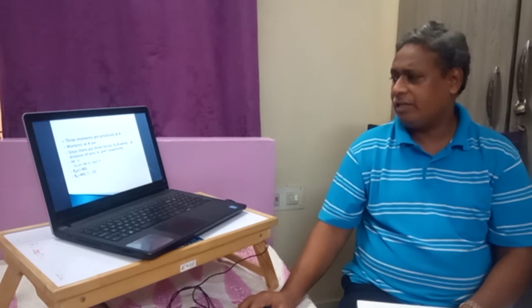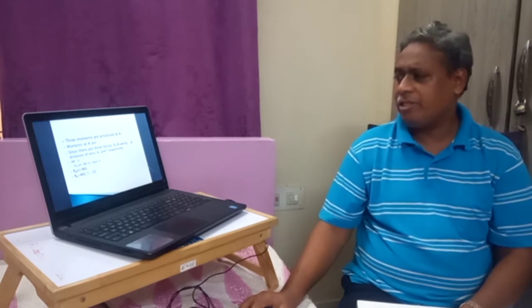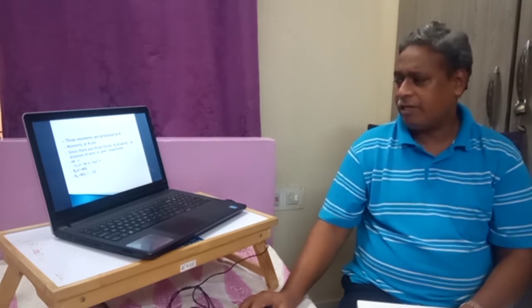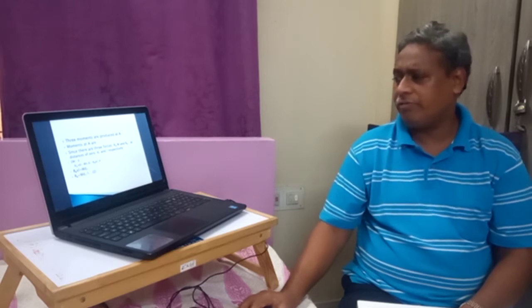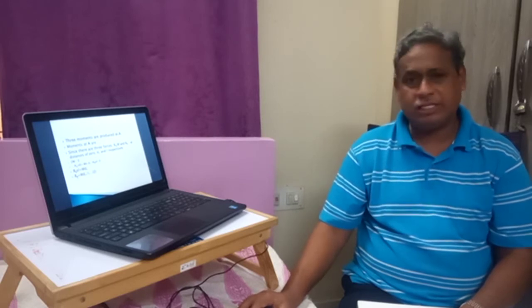Since there are three forces RA, W and RB at distances of 0, D1 and L respectively, sigma M is equal to minus RA into 0, W into D1, that is, weight W is at a distance of D1, and RB is at a distance of L. So therefore, W into D1 is equal to RB into L. RB into L is equal to W into D1. RB is equal to W D1 by L. So this relation is obtained, that is, the value of RB is obtained.